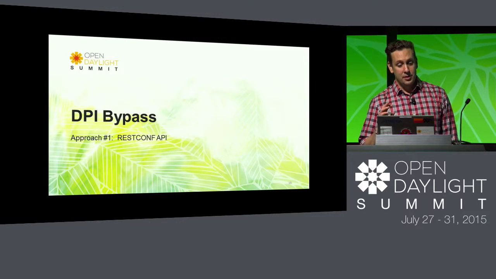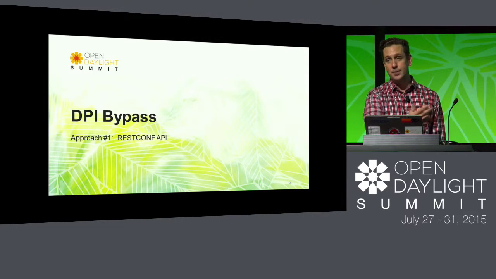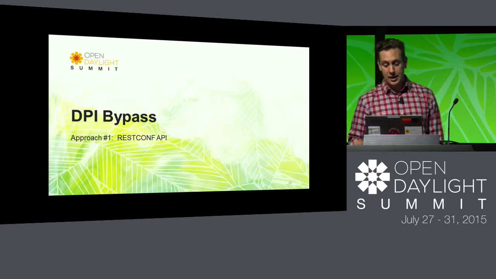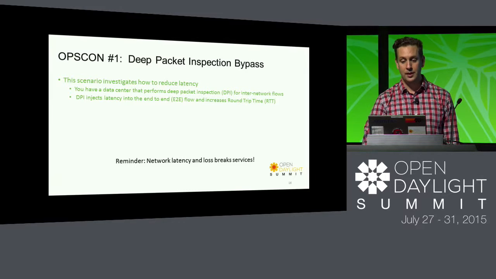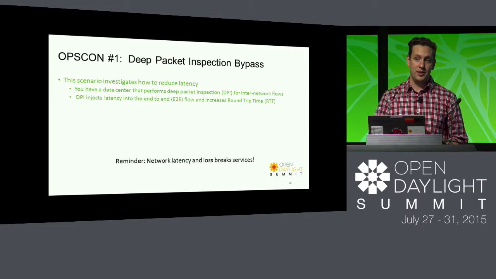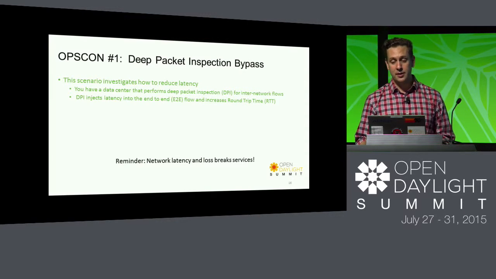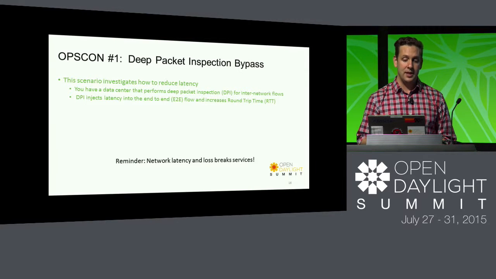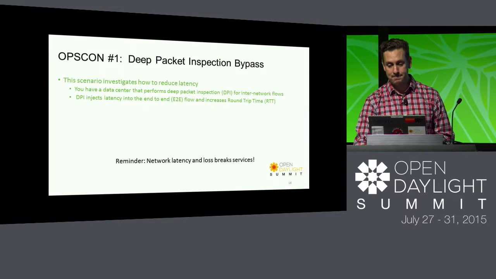So I'm going to get to the first demonstration, and first I'm going to frame the issue. It's called DPI, Deep Packet Inspection Bypass. And the first approach is going to look at the RESTCONF API. In this scenario, you want to reduce latency, because if you remember, latency and loss at the network layer will break your services. And you have a data center that performs DPI for inter-network flows, a common occurrence. The DPI injects latency in the flow and increases the round-trip time, which is troublesome for TCP.